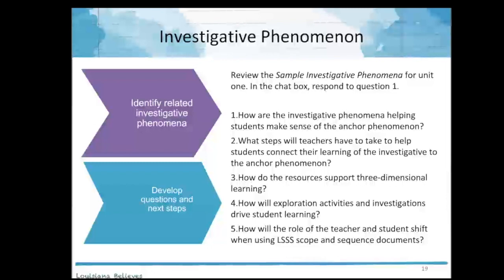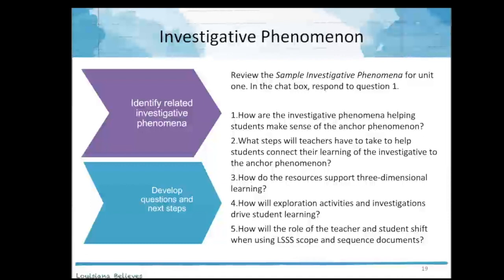Again, you may have to put artifacts in front of students to help them make those connections, but if we do not go back to the anchor phenomenon throughout instruction, students will never be able to make sense of how and why it's taking place. So you will see throughout the scope and sequence documents that we have strategically put questions to help teachers help students connect their understanding of the investigative phenomenon back to the anchor.